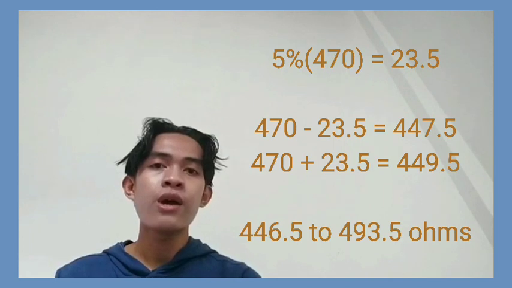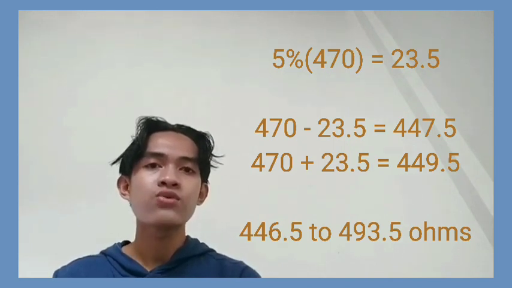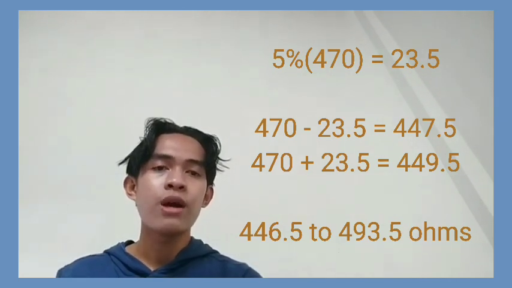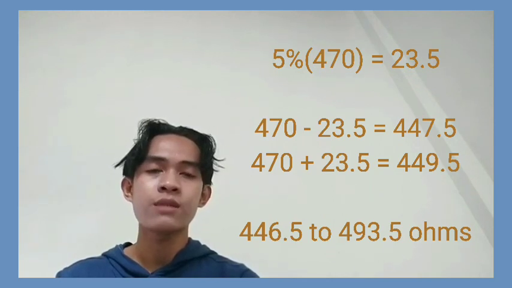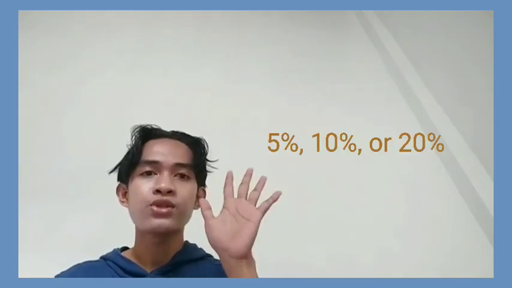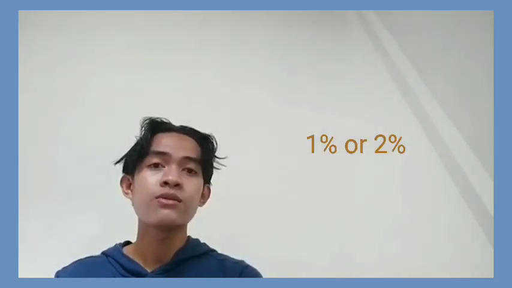Because 5% of 470 is 23.5, the actual resistance could be as much as 23.5 ohms higher or lower than 470 ohms. So the actual value of the resistance could be any value from 446.5 to 493.5 ohms. Most standard resistors have tolerances of 5%, 10%, or 20%, and most precision or 5-band resistors have tolerances of 1% or 2%. For the majority of circuits, it is okay to use a standard resistor. For certain circuits, it is important to use a precision resistor with a lower tolerance.